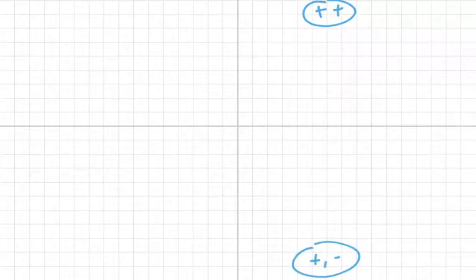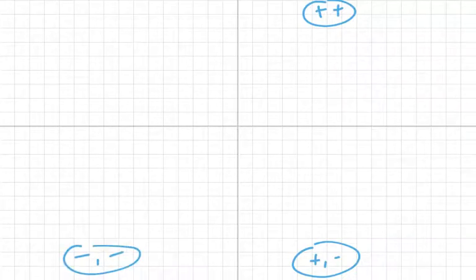Okay, so we have to figure out how to graph linear equations on a coordinate grid. So let's just go over real quickly. In this quadrant, they're both positive, so positive x, positive y. This quadrant is positive x, negative y. This one is negative x, negative y. And finally, the fourth quadrant is negative x, positive y.